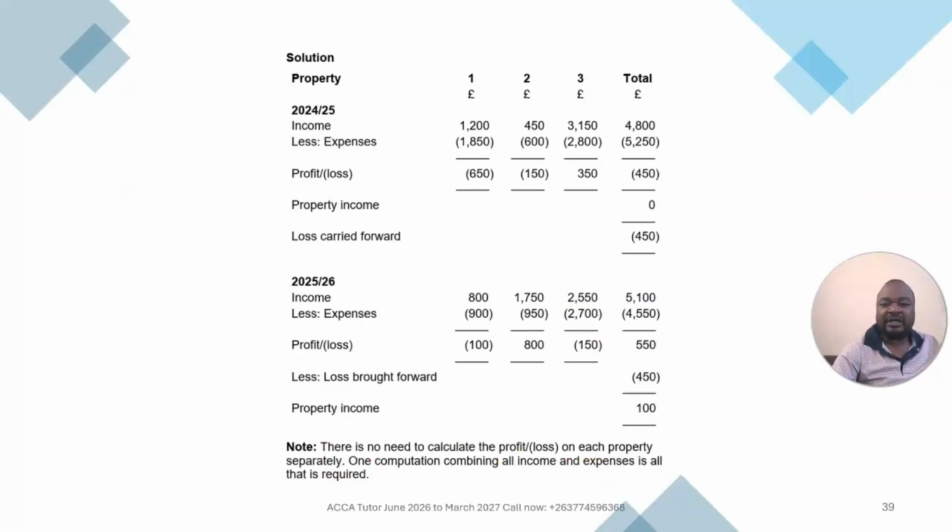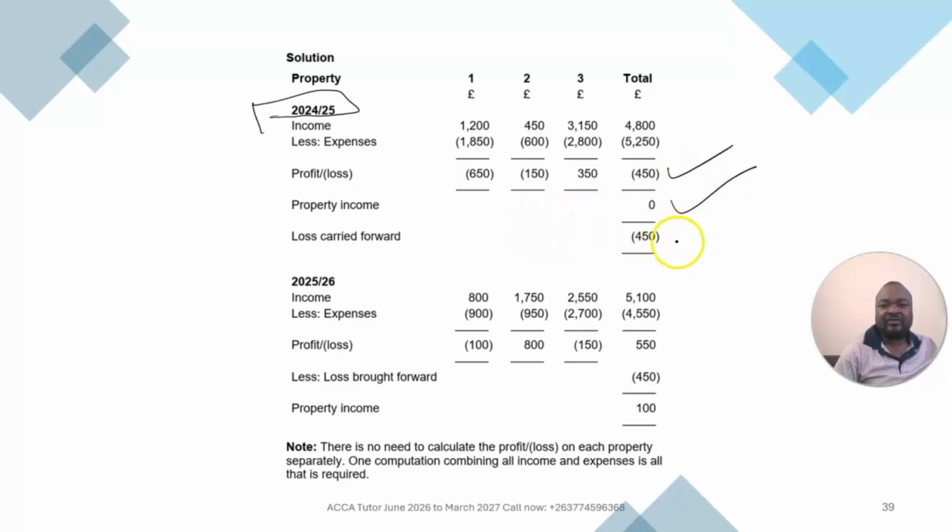This one was the solution to that example. Like I said, the property income for the 2024-25 year is going to be zero. Why? Because there is a loss there. Please, in multiple choice questions, this is the trick. The property income for that year is zero. It's not the negative 450. No negative property income.